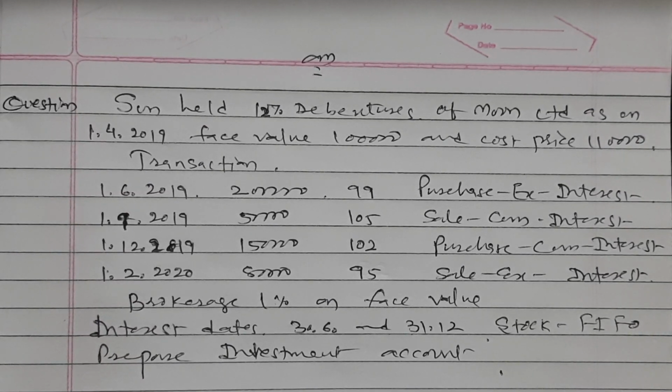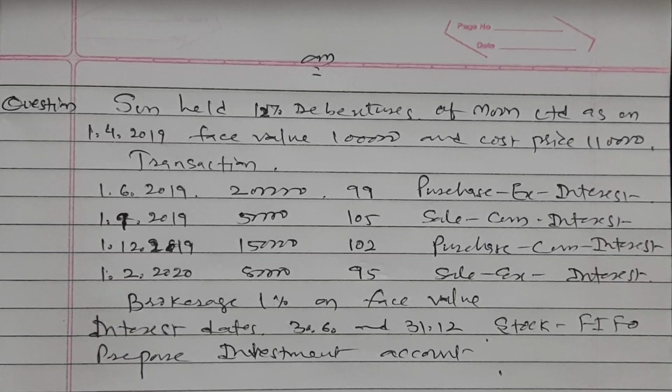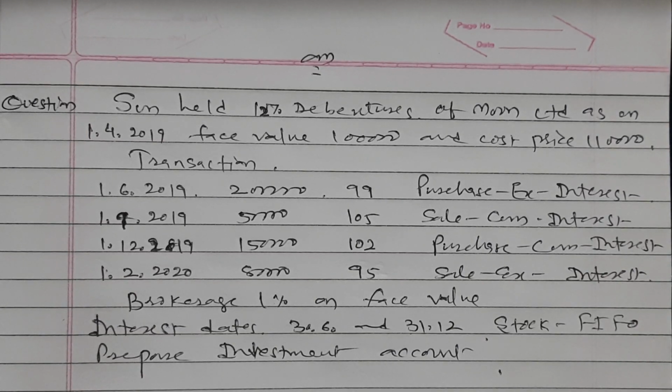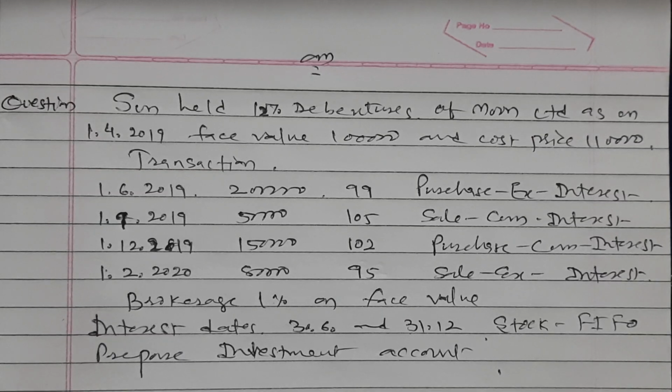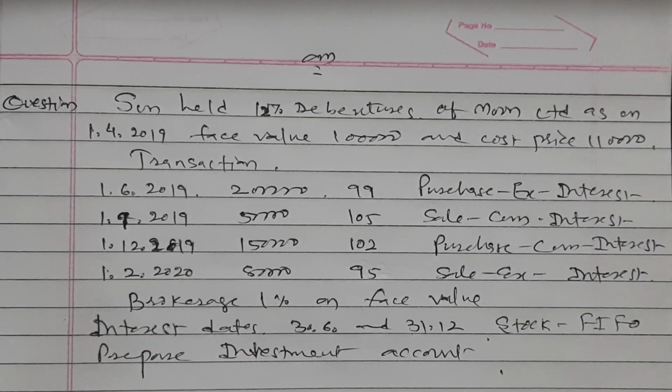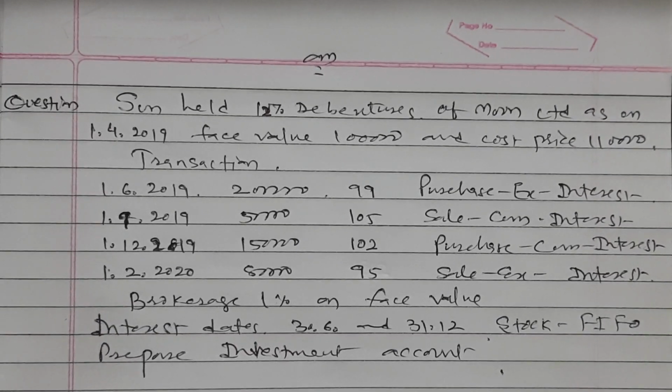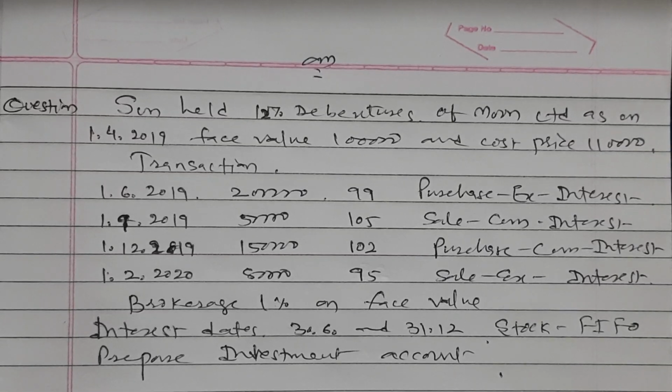Brokerage is to be paid 1% on face value, while interest dates are 30th June and 31st December. That means when interest is to be received, stock is to be maintained as per FIFO method, and we have to prepare the investment account.